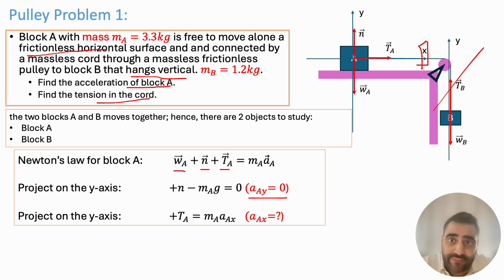So I need to do the projection on the x-axis. On the x-axis, I have only one force, so it's plus TA. This force is in the positive x direction, equal to the mass of A times the acceleration of A in the x direction. So this is my unknown.